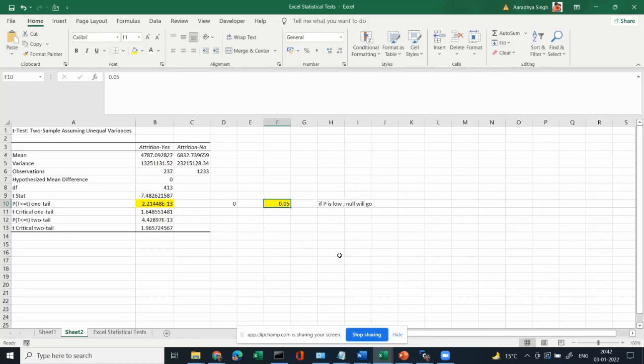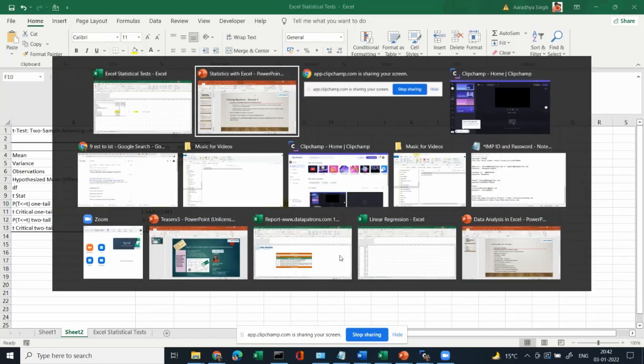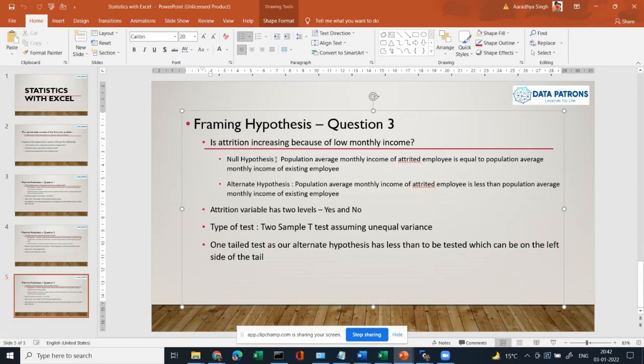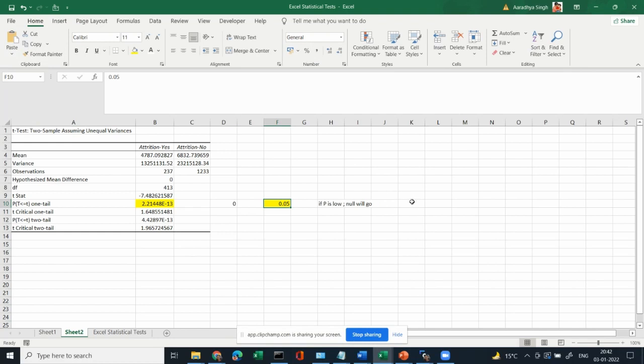Our null hypothesis, let us flip back to PowerPoint where we have captured the null hypothesis, and this will go, which means we have to reject this null hypothesis. So we literally can reject that the population average monthly income of an attrited employee is equal to the population average monthly income of an existing employee, which means that they are not equal. We can infer that the monthly income of both the groups is not equal. We will reject the null hypothesis.